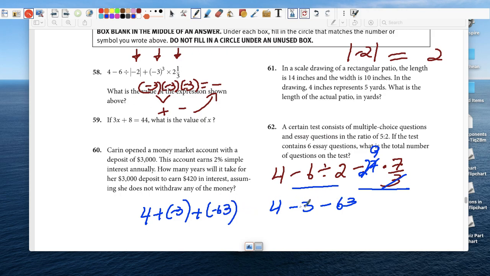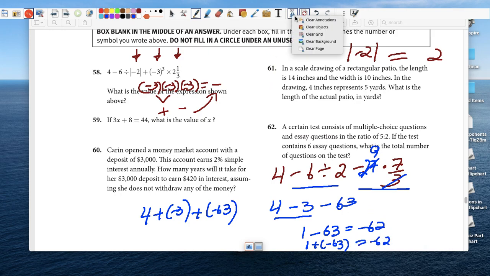Remember that subtraction is the same thing as adding the additive inverse, right? So it's whichever one you might be more comfortable with. So 4 minus 3, let's do it from left to right, is 1. And then 1 minus 63 is negative 62, which again, you could have written like this as well. So 58 is negative 62.